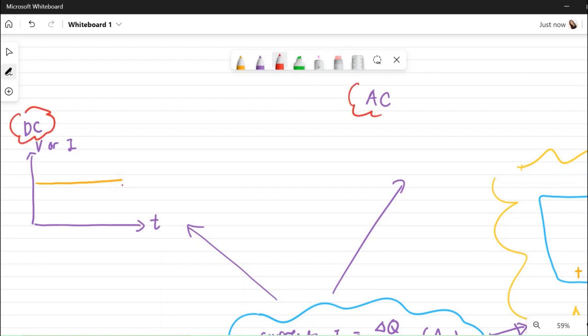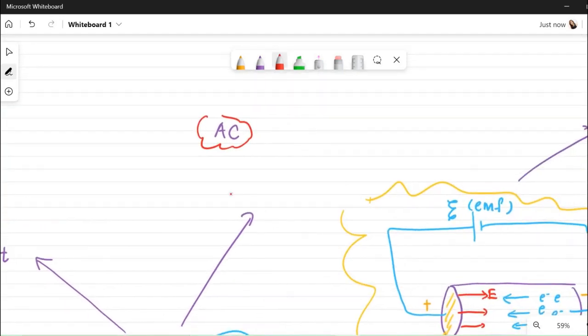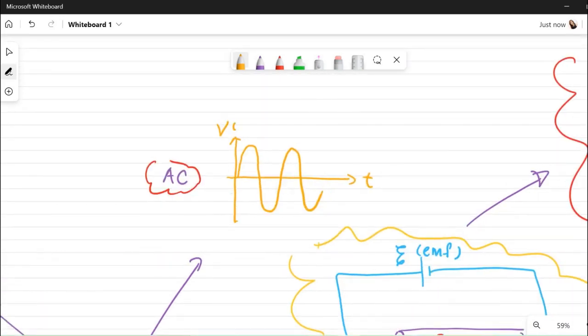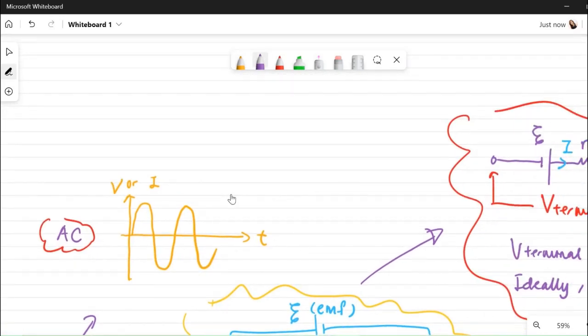However, for alternating current, the current is fluctuating. For example, if I refer to the graph of V against t, the voltage is fluctuating in a sine waveform. The y-axis here could be voltage or current. Therefore, for this type of current or voltage, we can use a sine waveform to represent it.